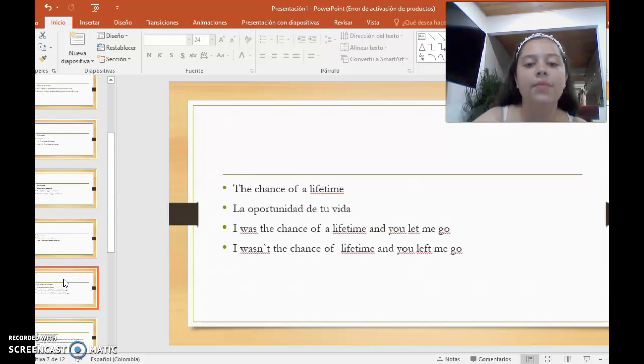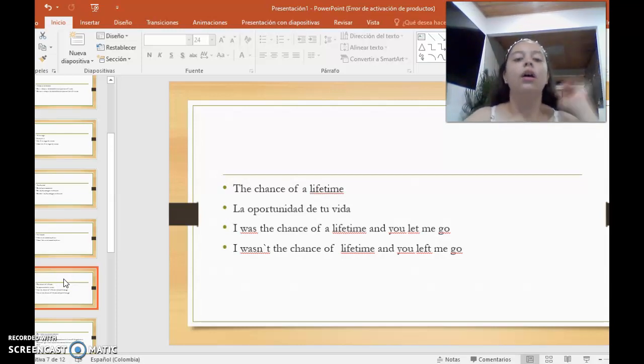Next is "the chance of a lifetime." "La oportunidad de tu vida." The example sentence is: I was the chance of a lifetime and you let me go. The negative form is: I wasn't the chance of a lifetime and you let me go.